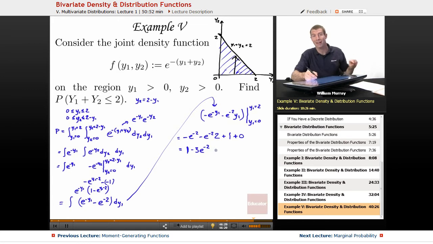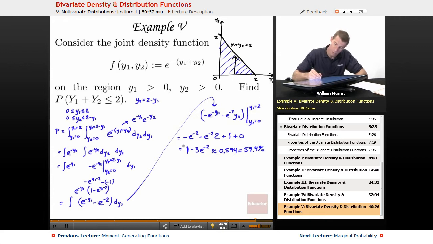I did plug that into a calculator to get a decimal approximation, and my calculator told me that that was 0.594. Again, it's between 0 and 1, so that's reassuring. Every probability answer should be between 0 and 1. And so what I get there, if I wanted to make that into a percent, that's 59.4%. So that's my probability of landing in that sort of triangular region in the corner.